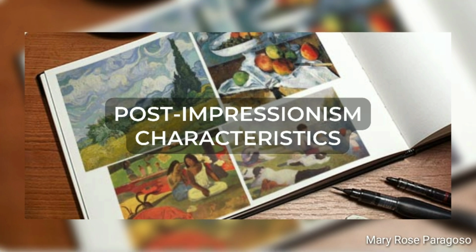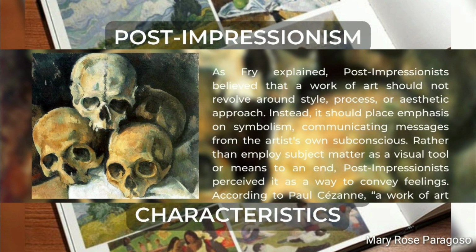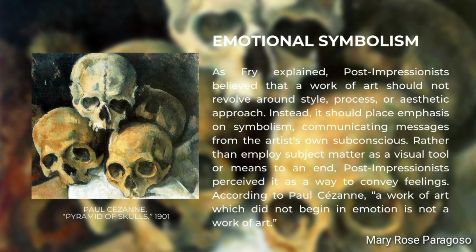Thank you, Ms. Malesio. Now we will be discussing the characteristics of Post-Impressionism. First is emotional symbolism. As Fry explained, Post-Impressionists believe that a work of art should not revolve around style, process, or aesthetic approach. Instead, it should place emphasis on symbolism, communicating messages from the artist's own subconscious. Rather than employ subject matter as a visual tool or means to an end, Post-Impressionists perceive it as a way to convey feelings. According to Paul Cézanne, a work of art which did not begin in emotion is not a work of art.